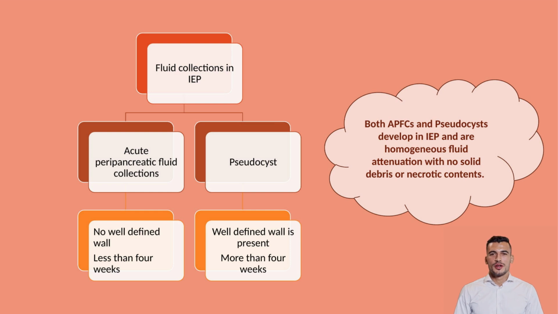Here is a flowchart summarizing the collections in interstitial edematous pancreatitis. If the collection is acute, that is less than 4 weeks, and shows no well-defined wall, it is called an acute peripancreatic fluid collection. However, if the collection is more than 4 weeks old and shows a well-defined wall, it will be termed a pseudocyst. Remember that both pseudocyst and acute peripancreatic collections develop in interstitial edematous pancreatitis and are homogeneous with no solid debris or necrotic content.